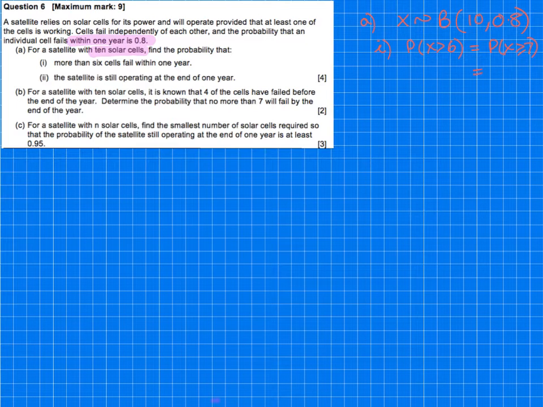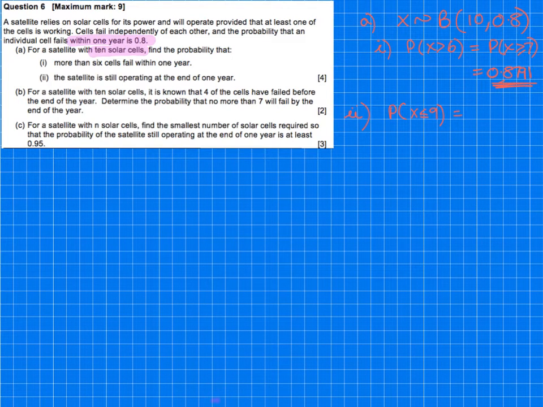And it will give us our answer, which is 0.8791. We want to write that down to 4 decimal places, at least 3. I'm going to go with 4. Moving on to part 2 of the question. Part 2 is asking for the probability that the satellite is still operating. Now we know it will still operate as long as it has 1 cell. So therefore, as long as 9 or less have failed, it will be okay.